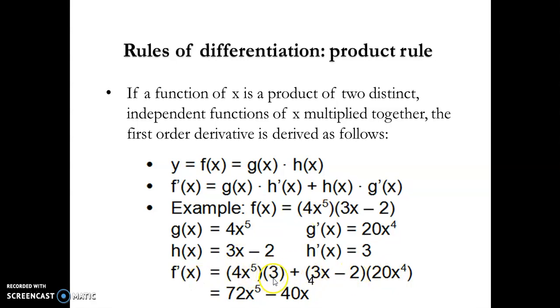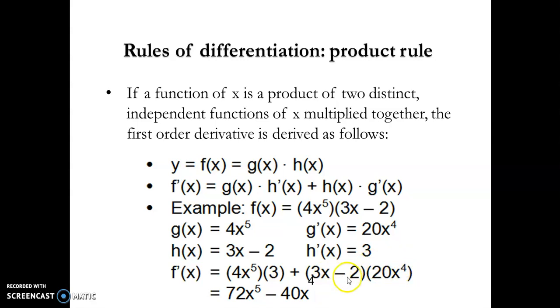That is going to be 4 multiplied by 3, that is 12x to the power 5. Bear that in mind. We haven't shown each step here. And over here, we have 3x multiplied by 20x to the power 4. So 3 times 20 is 60. And here, when we multiply the bases, we just add the exponents. So 1 plus 4 is 5. So I've got 60x to the power of 5.